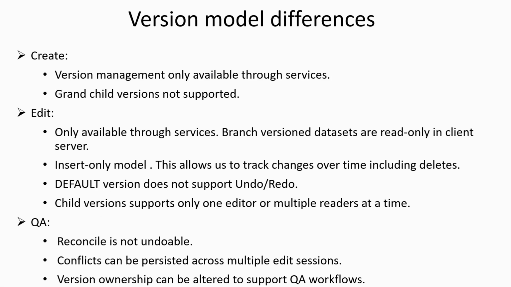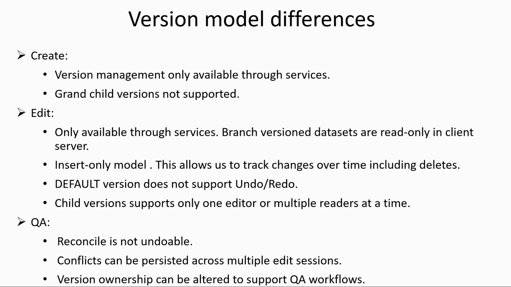But we're having this session because there are some underlying differences between the two versioning models. With the branch versioning model, version creation and management is available only through services. Now, as a flatter tree structure was recommended with traditional versioning, with branch versioning, this is enforced. You can only create child versions of default, and all versions are siblings.